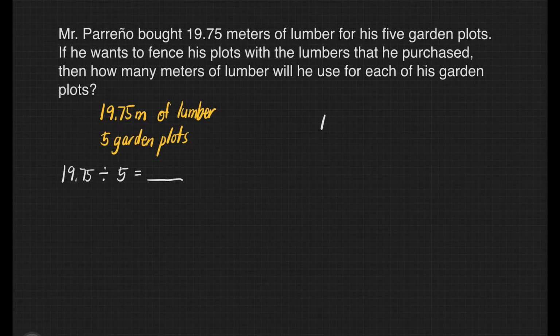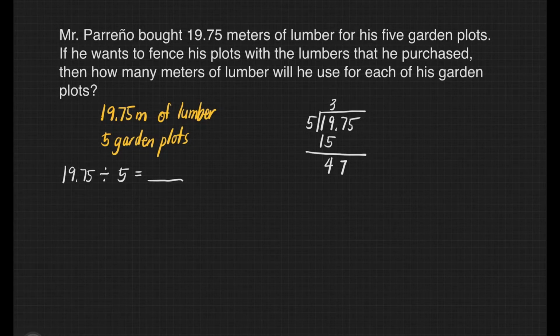Now let's start dividing. 19 and 75/100 divided by 5. How many 5s are there in 1? Cannot be. Let's move on to 19. How many 5s are there in 19? There are 3. 3 times 5 is equal to 15. Then we subtract. 19 minus 15, we get 4. Bring down 7. And please don't forget to write your decimal point at the top. This should be aligned with the decimal point we have in our given.